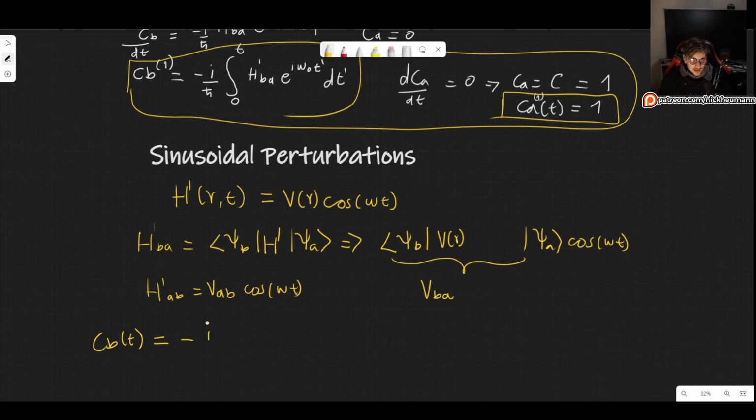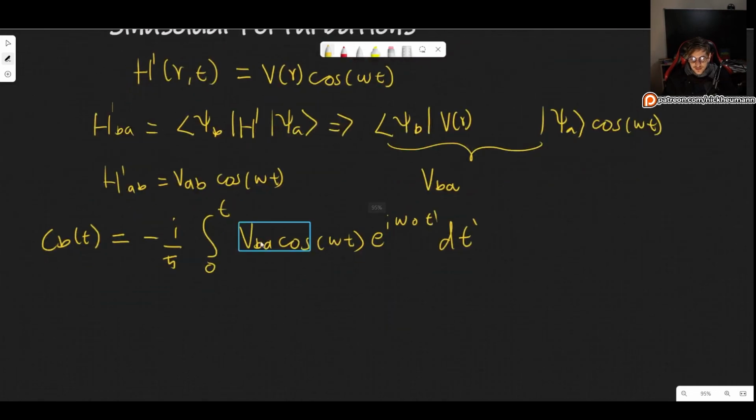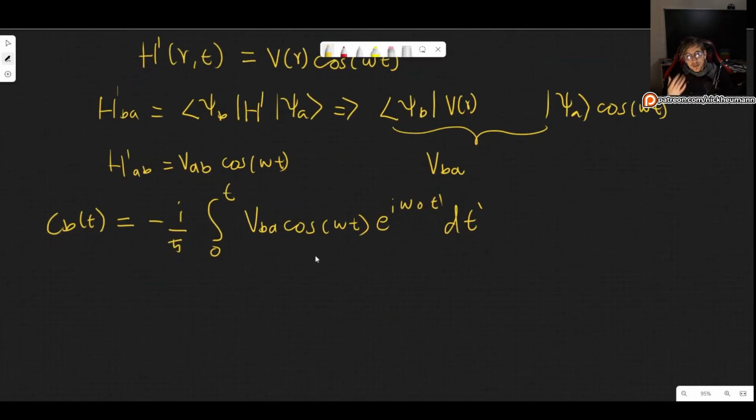So this is minus i over h bar, and then we have the integral from 0 to t of H prime BA, which we know is V of BA times cosine of omega t, times e to the i omega 0 t prime dt prime. Now we know that this VBA depends on space coordinates, not on time. So for that reason, we can simply take it out of the integral. So we only have this integral right here, and we have to solve that.